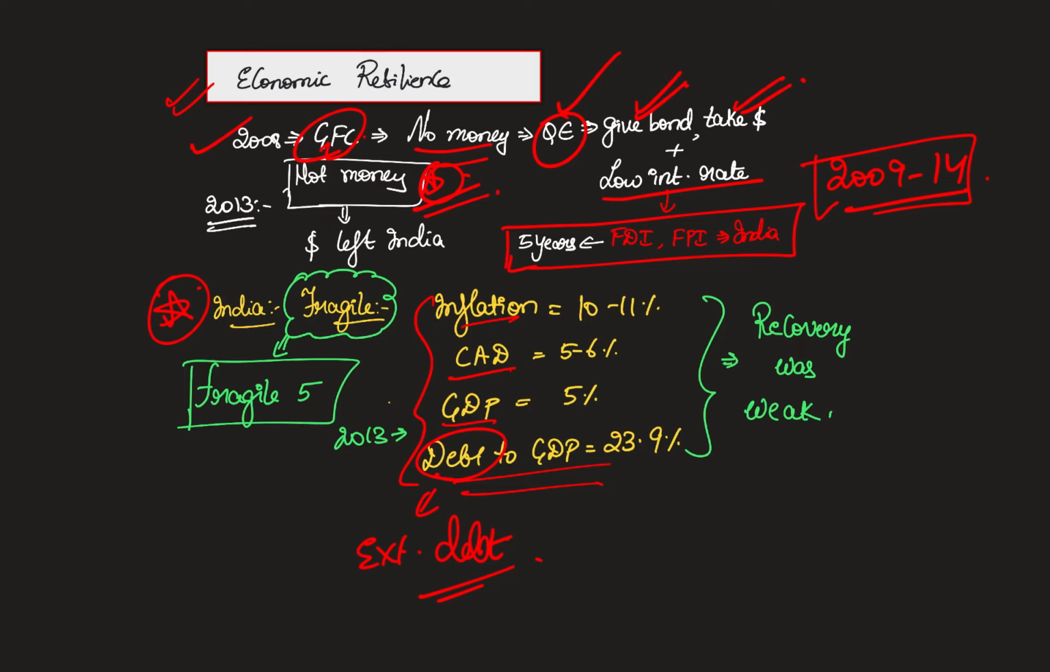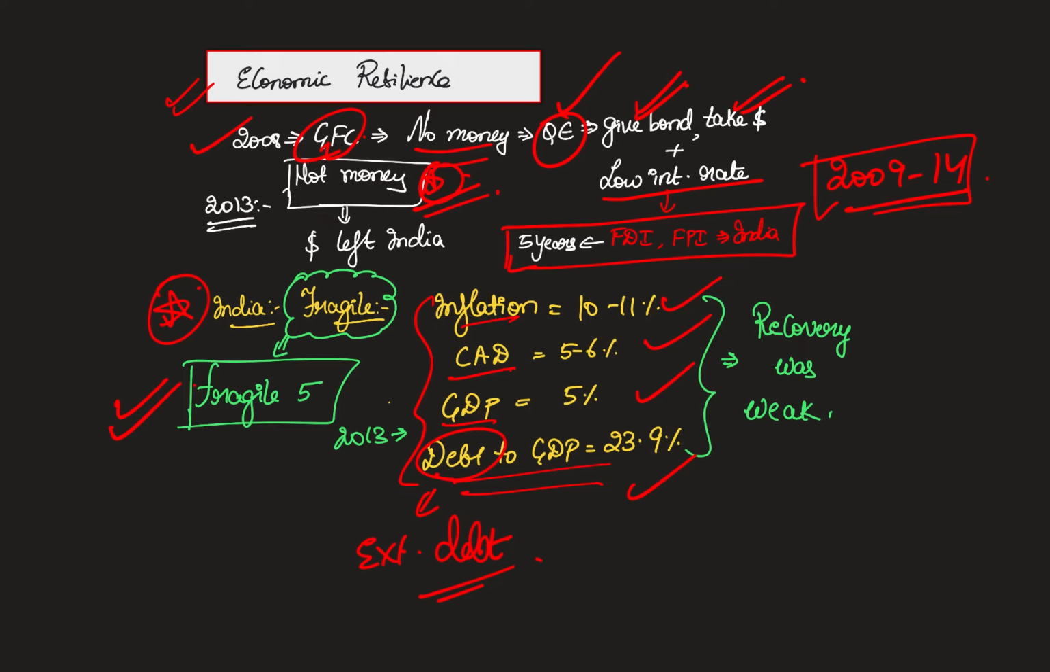In this context, I want you to comment about the 5 countries which are termed as the fragile 5. Now, why is India fragile? Look at these parameters in 2013: inflation, current account deficit, GDP growth rate, and external debt to GDP. All these factors were bad.